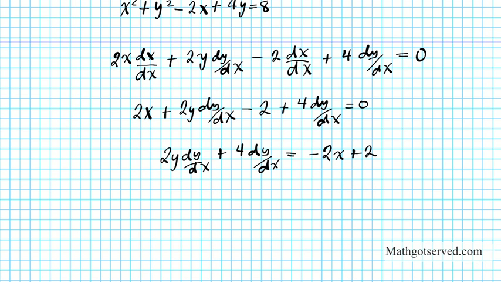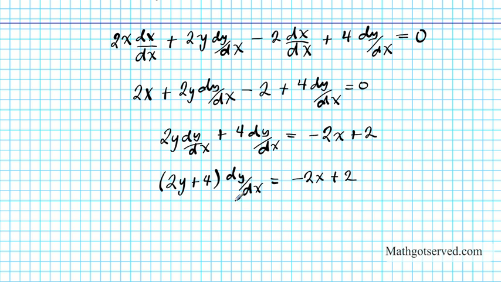Now to isolate dy/dx, I'll factor dy/dx from these two terms. So I'll have (2y plus 4) dy/dx equals negative 2x plus 2. To get dy/dx by itself, I'll divide both sides by 2y plus 4. That gives me dy/dx equals (negative 2x plus 2) divided by (2y plus 4).